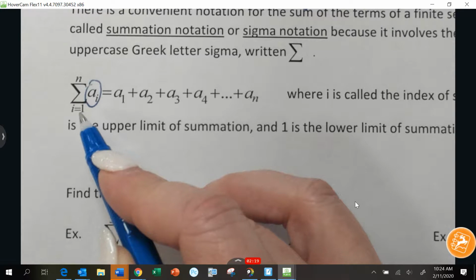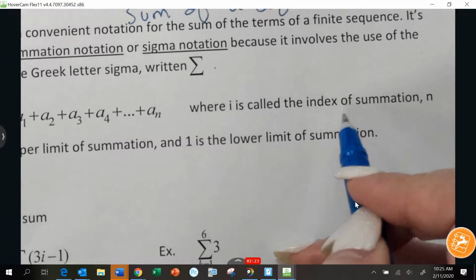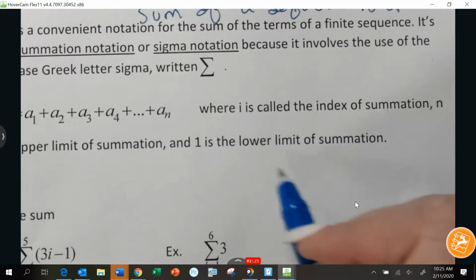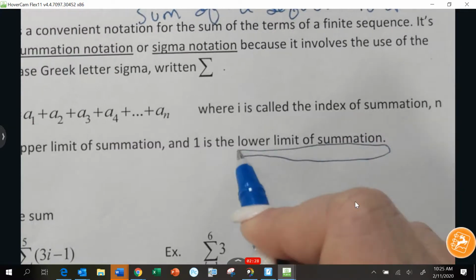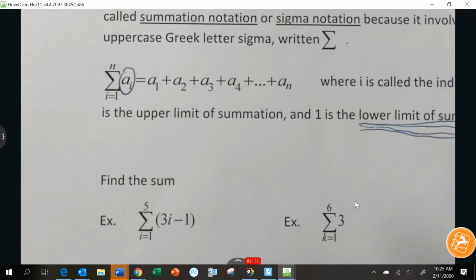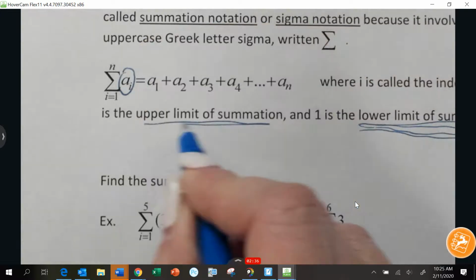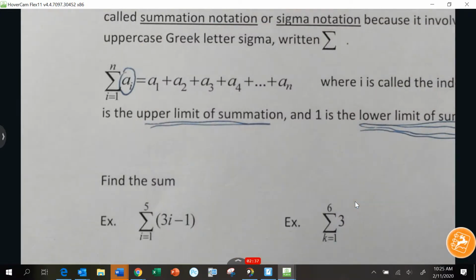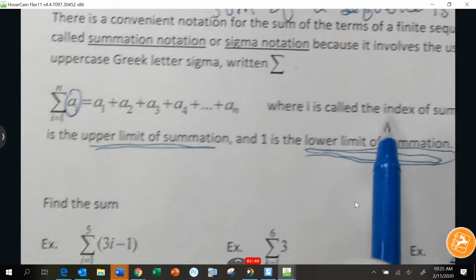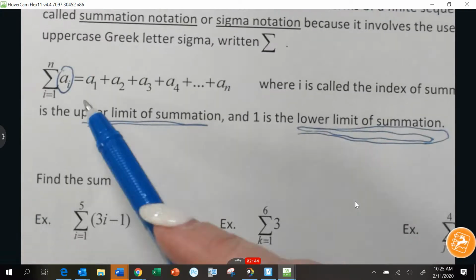And what this notation tells us to do is plug in this bottom number, which we call the lower limit of summation. That's the bottom number. The top number is called the upper limit of summation. And the i itself is the index of summation. It's just a variable.